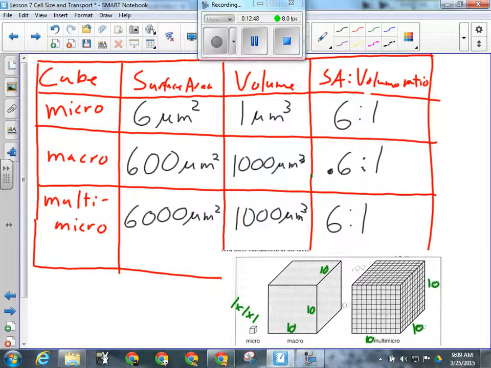So right there, the math is telling us being multicellular is good, because you don't have to worry about diffusion being too slow to transport stuff from one place to another, because you're made up of lots of little cells.